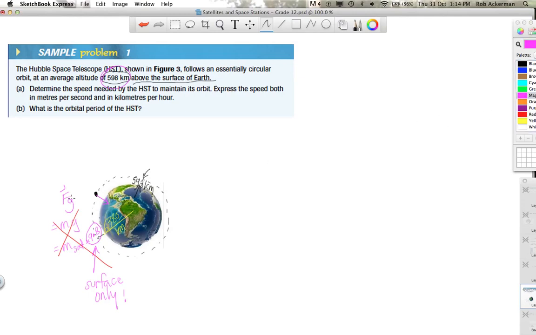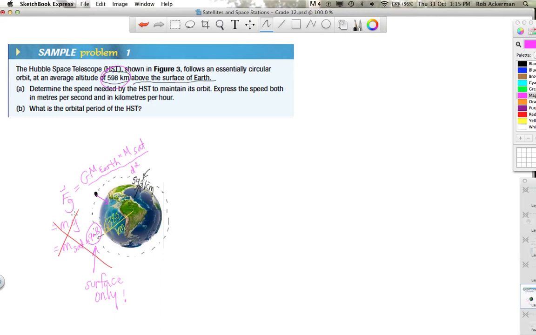What is the formula to use? Well, it's the more general version of the formula, the one that says any two masses, so mass of Earth and the mass of the satellite, when any two masses are separated by a certain distance, and of course we've got to square that, and you plug into this formula, you get yourself a force.